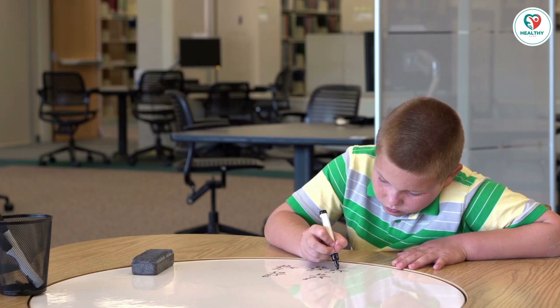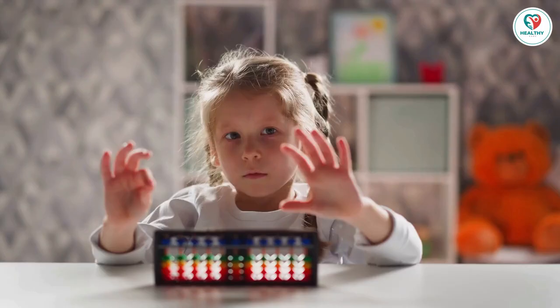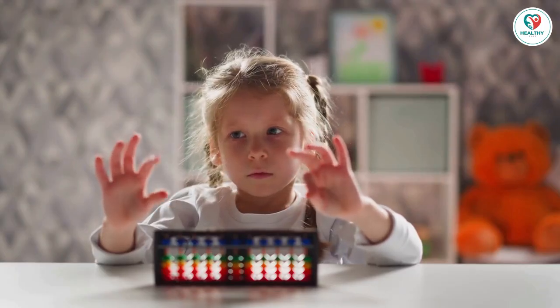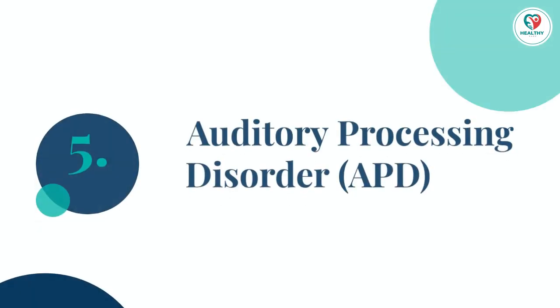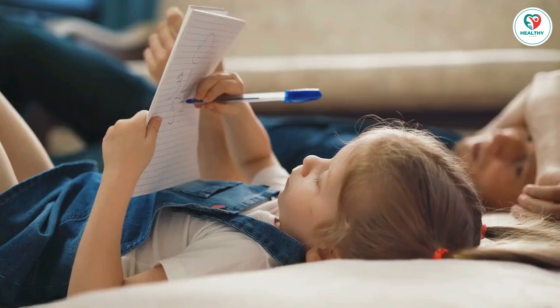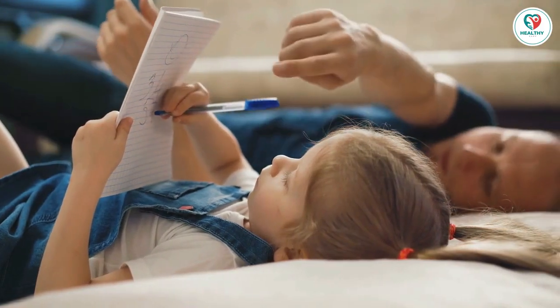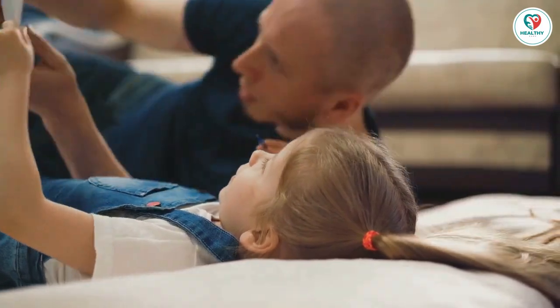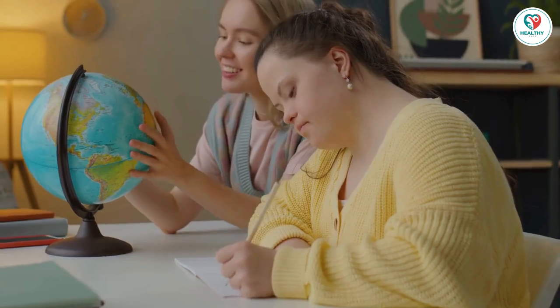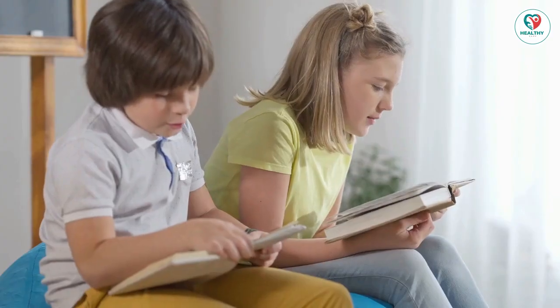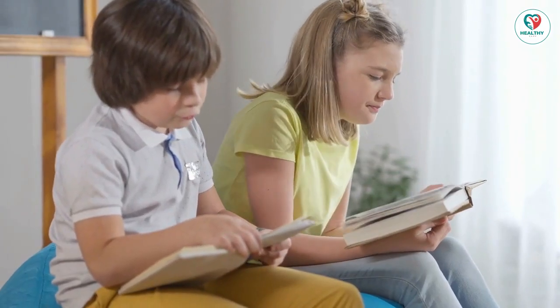Dyscalculia: this disorder affects a person's ability to do math. Children with dyscalculia might struggle to recognize numbers, count, or memorize math facts like multiplication tables. Auditory processing disorder, APD. APD is when the brain has difficulty processing sounds, making it hard to understand spoken language. People with this disorder often have trouble distinguishing sounds from background noise and following verbal instructions. Visual processing disorder, VPD. This disorder affects how the brain processes visual information. Someone with VPD may find it difficult to read or tell the difference between similar objects.